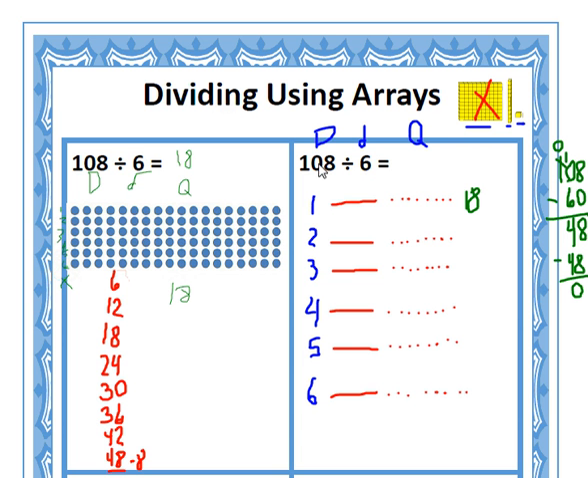So 108 divided by 6 has a quotient of 18. That's how we can use arrays to divide large numbers. Sounds pretty easy, right? Let's give it a try a couple times.